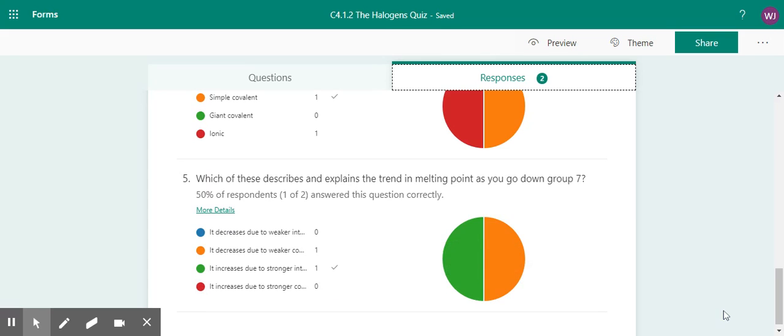So to answer this, you've got to think about what's happening when it melts. And when it melts, it's the forces between the molecules that are being overcome. So when they go from a solid to a liquid, so they've melted, or when they're going from a liquid to a gas and they're evaporating, the molecules are still remaining intact. So the covalent bond between the 2 atoms is staying intact. So it doesn't matter how strong the covalent bond is. That's got nothing to do with the melting point. It's only the forces between the molecules that are being overcome.